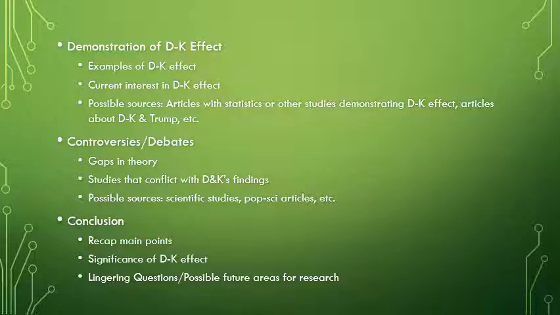The next section will be on controversies and debates. So I want to look at gaps in the theory. What are some things that perhaps the theory doesn't account for, or questions about the theory that haven't been answered? I also would want to look at the studies that conflict with the original Dunning-Kruger study. So again, what are my possible sources? Scientific studies, pop science articles, and so forth.